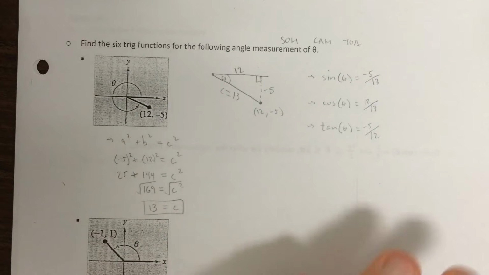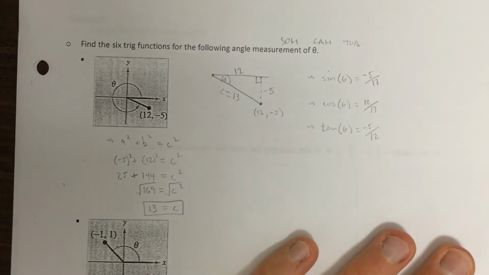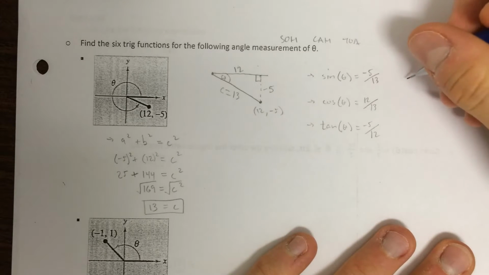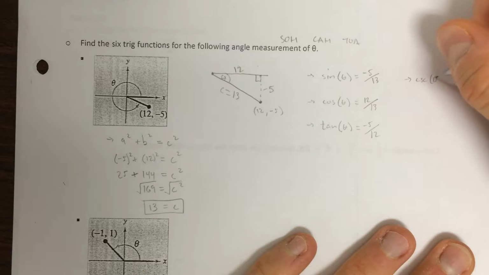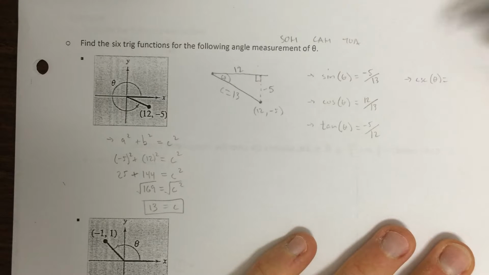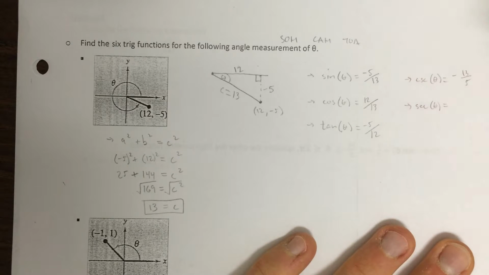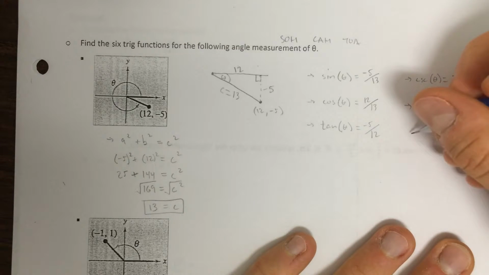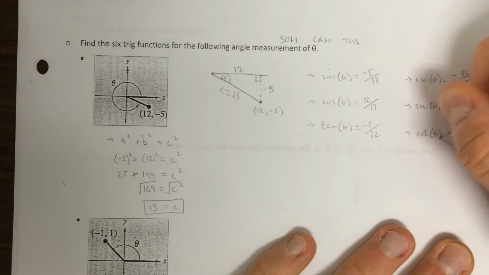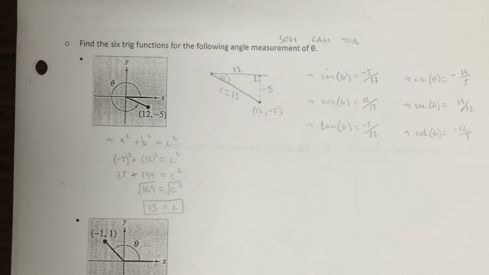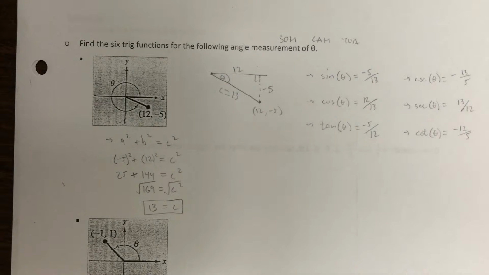Now it says all 6. We want to find secant, cosecant, and cotangent. Once we have these 3, those are quick and easy. We know that sine and cosecant are related. We take the reciprocal to find cosecant. So this is -13 over 5. Cosine and secant are related. So this is going to be 13 over 12. And cotangent of theta is -12 over 5. And those are our 6 trig functions. Okay.